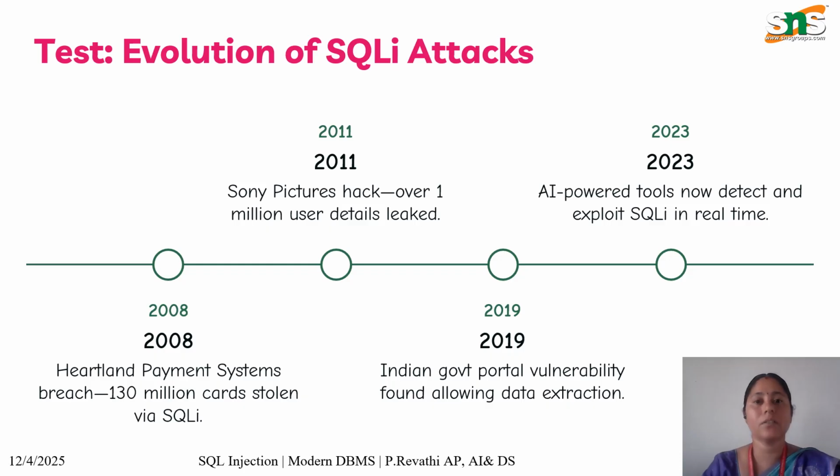SQL injection attacks have been happening for more than 20 years. Some of the biggest examples include the 2008 Heartland Payment Systems breach, the 2011 Sony Pictures hack, the 2019 Indian government portal exposure, and 2023 AI-based SQL injection scanners. Attackers are constantly upgrading their methods. That's why every new feature, new form, and new database change should be tested for vulnerabilities. Continuous testing keeps the system safe and reliable.